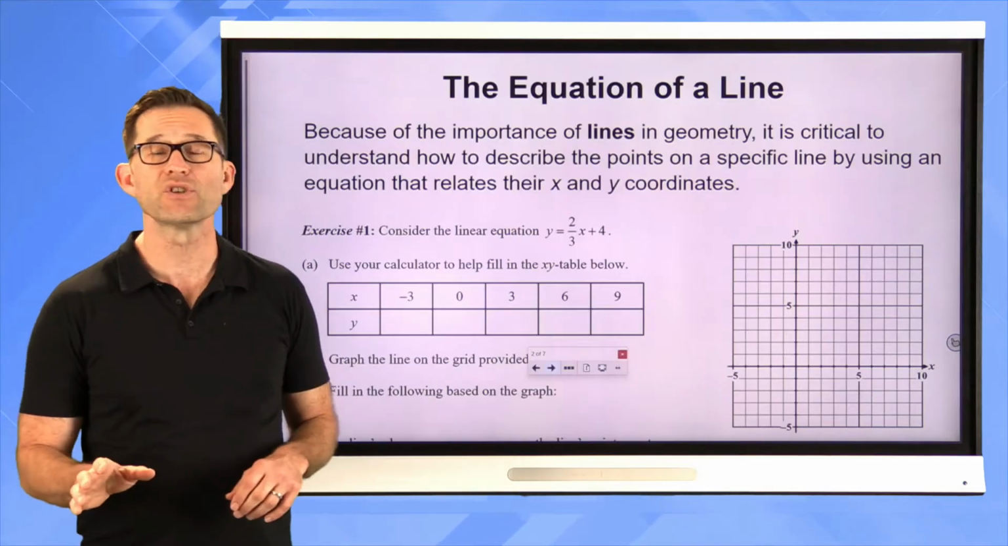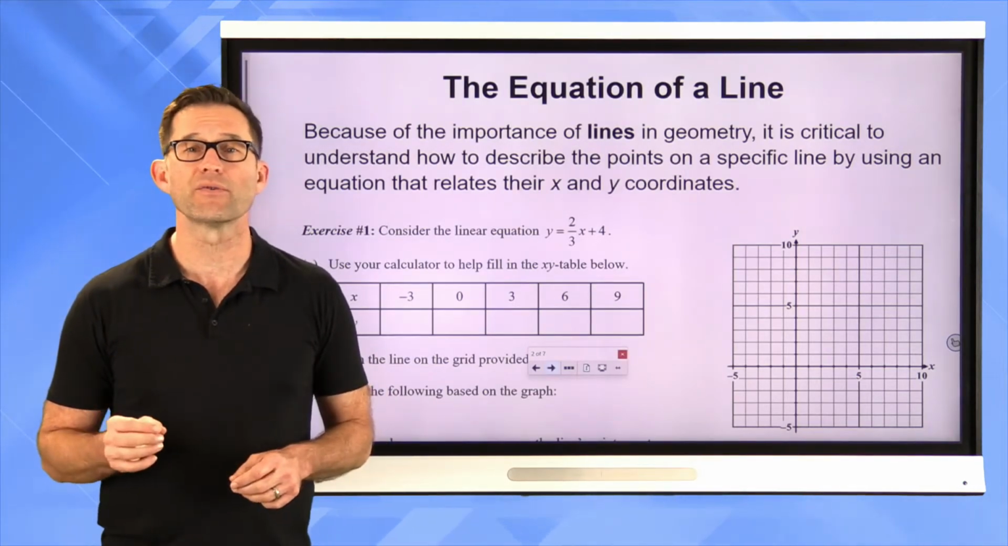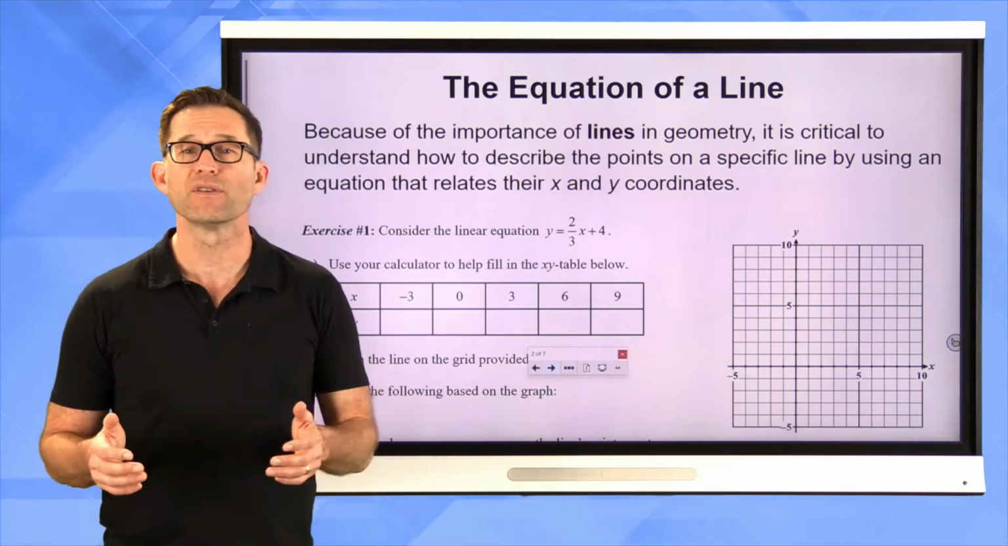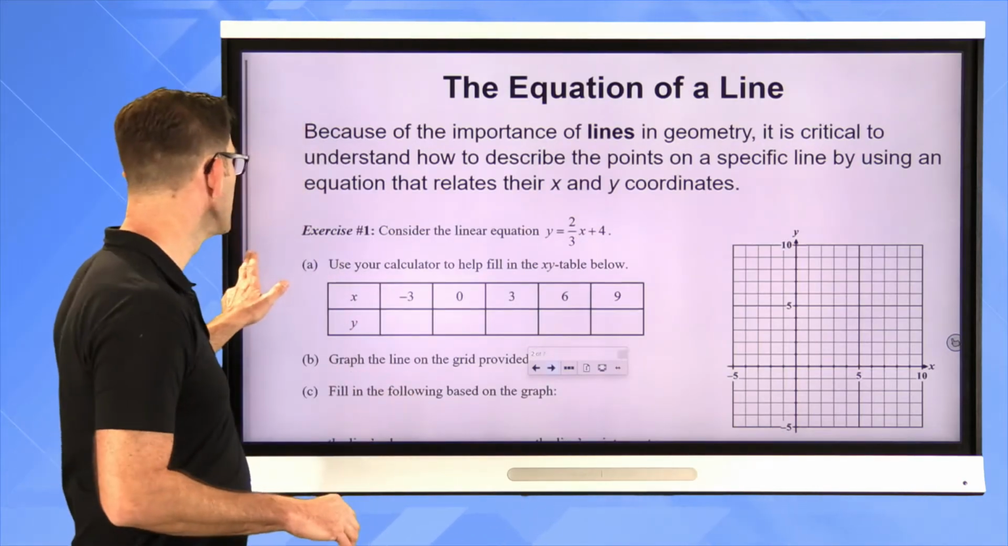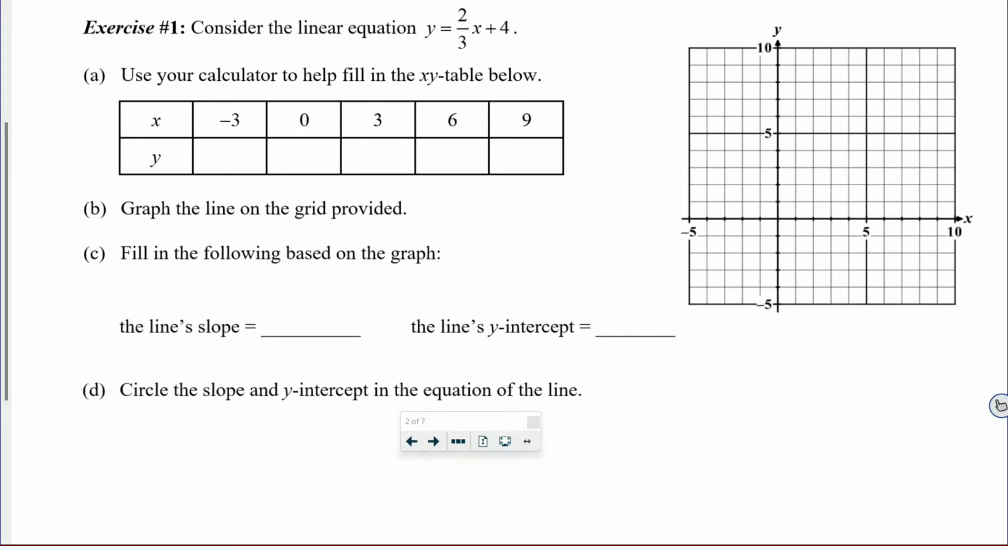All right, the equation of a line. Because of the importance of lines in geometry, it is critical to understand how to describe the points on a specific line by using an equation that relates their x and y coordinates. So let's jump right in to exercise number 1. Consider the linear equation y equals 2/3 x plus 4. Now letter A says use your calculator to help fill in the xy table below.